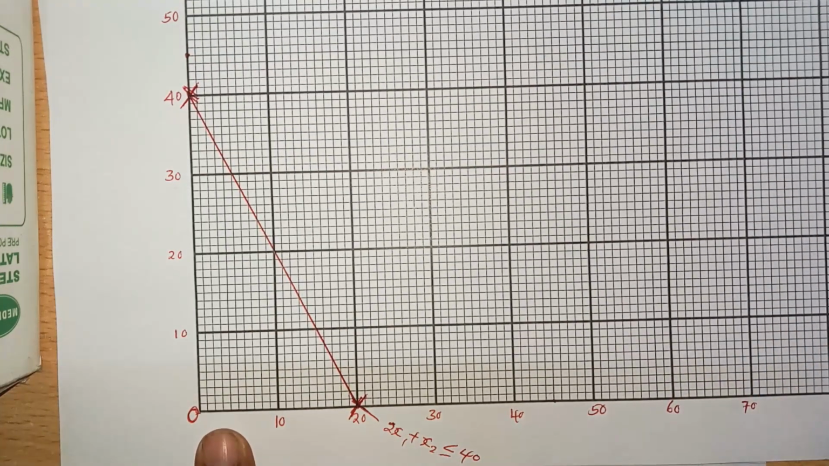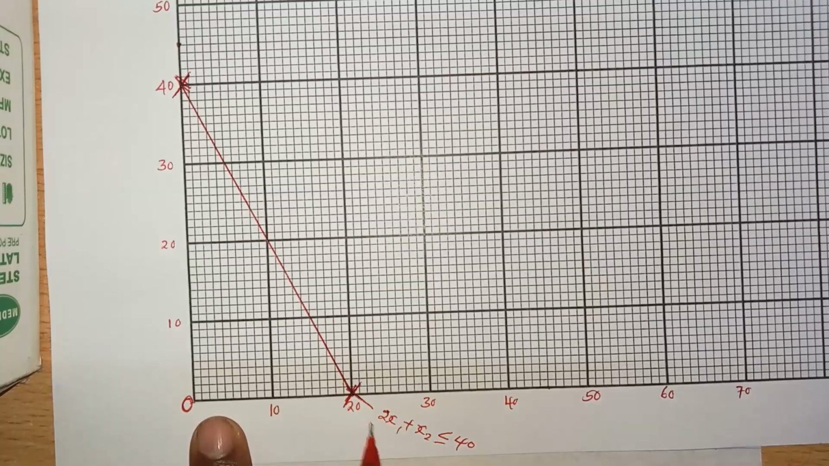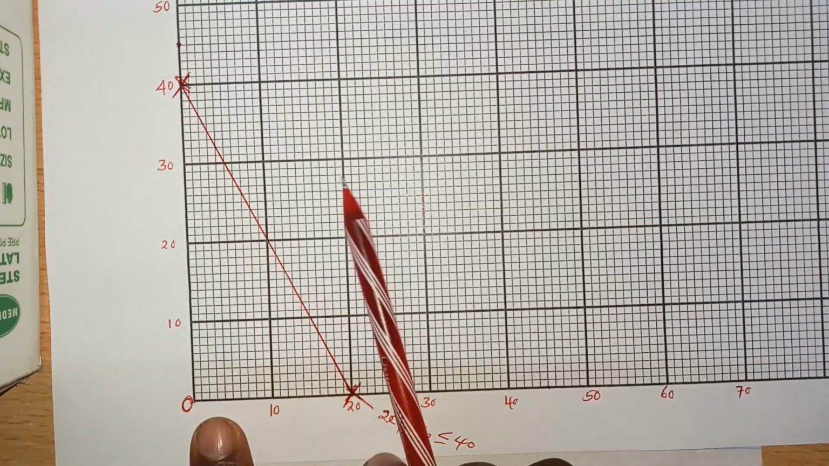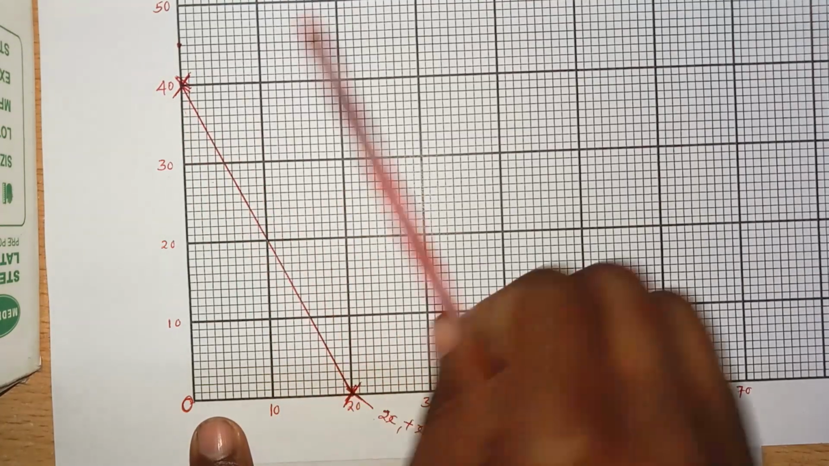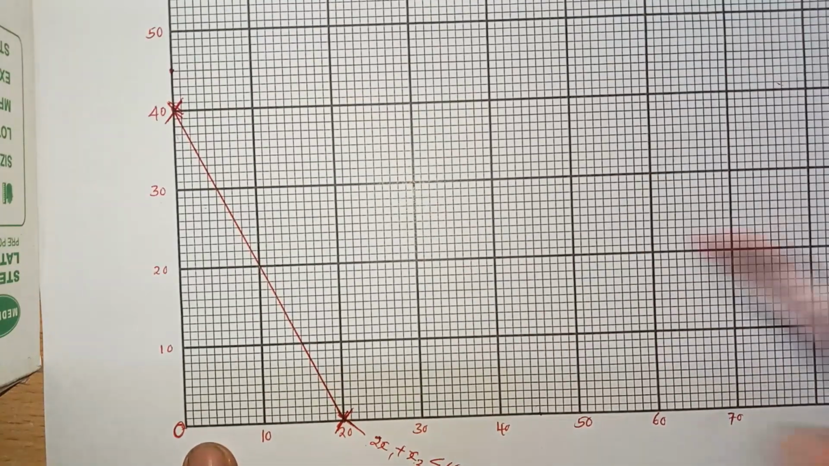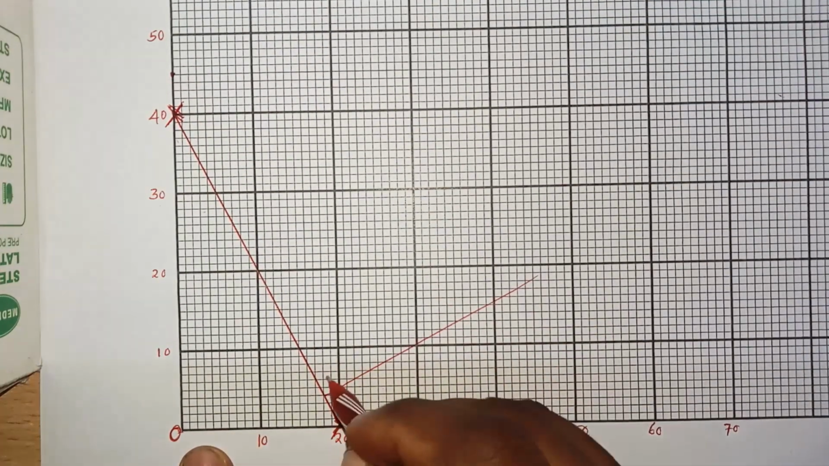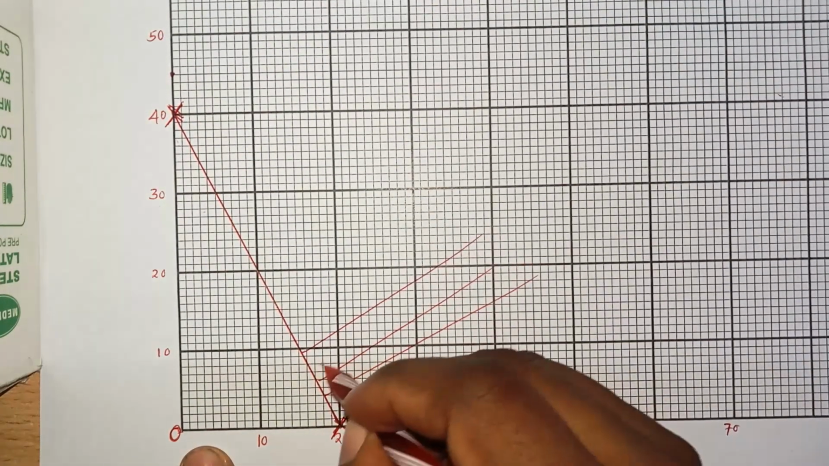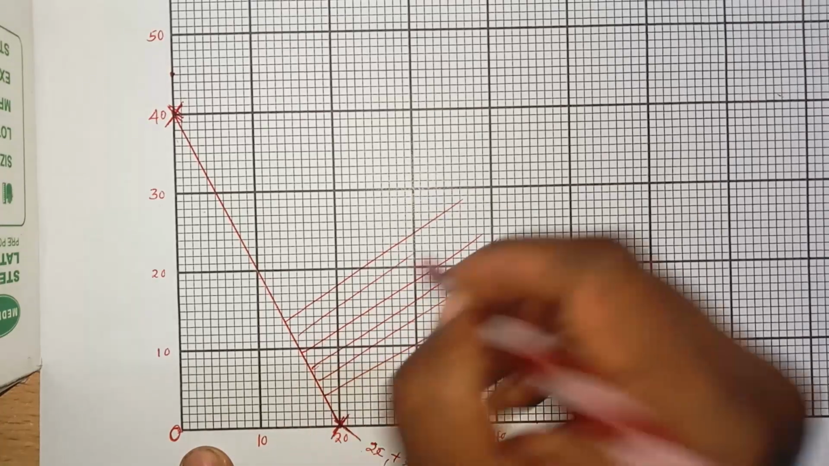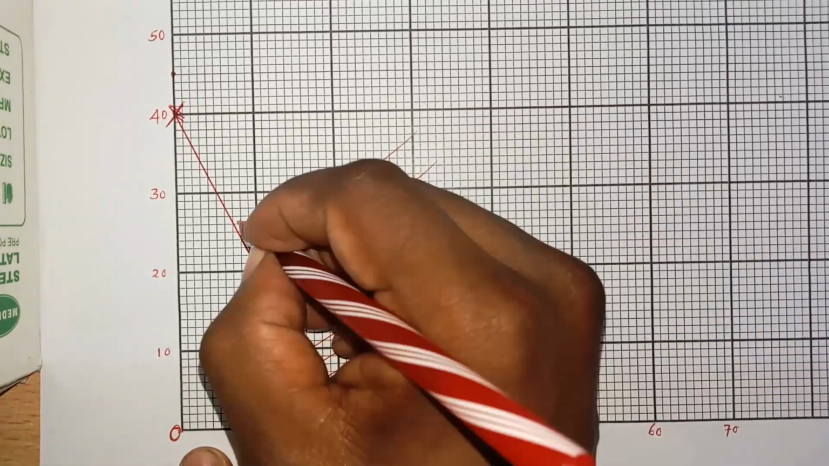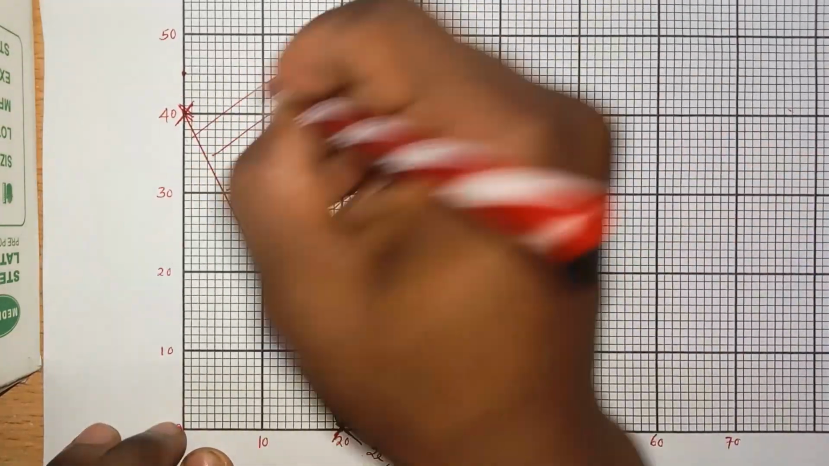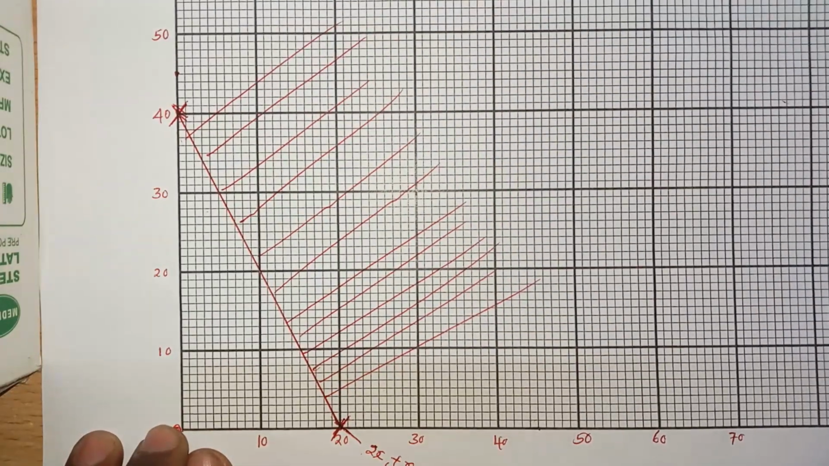Now because our constraint says 2x1 plus x2 is less than or equal to 40, meaning any other point that is above this particular curve, it is the unwanted region. So what you need to do, we need to shade this region. This is the unwanted region.